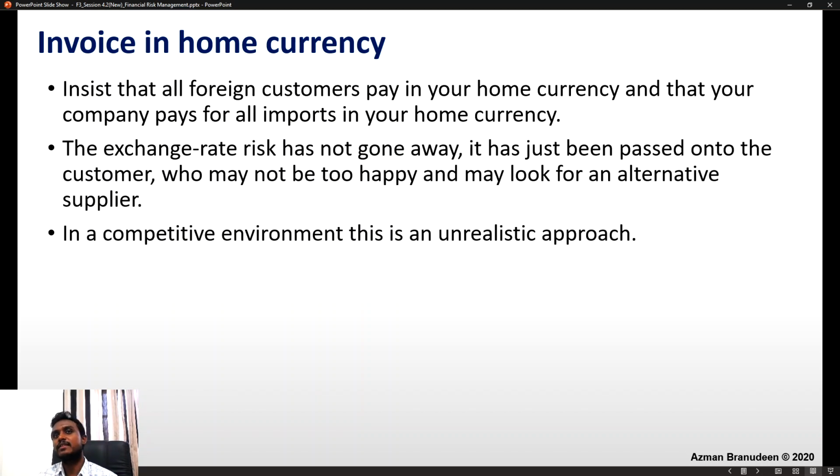The exchange rate risk has not gone away. It has just been passed on to the customer, who may not be too happy and may look for an alternative supplier. In a competitive environment, this is an unrealistic approach. So not very popular, and you need a lot of bargaining power to push for something like this, like those examples I cited.